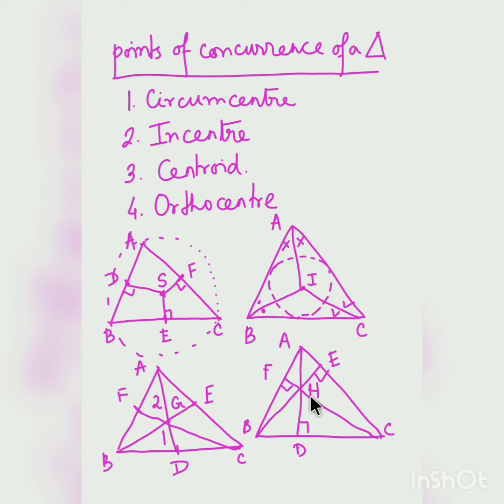In the last one, H. H is the orthocentre. What is orthocentre? It is the point of concurrence of the three altitudes or heights or perpendiculars of a triangle. Now here, S, the circumcentre, is equidistant from the vertices of a triangle. Incentre is equidistant from the sides of a triangle. G divides a median in the ratio 2:1. These are a few important points.